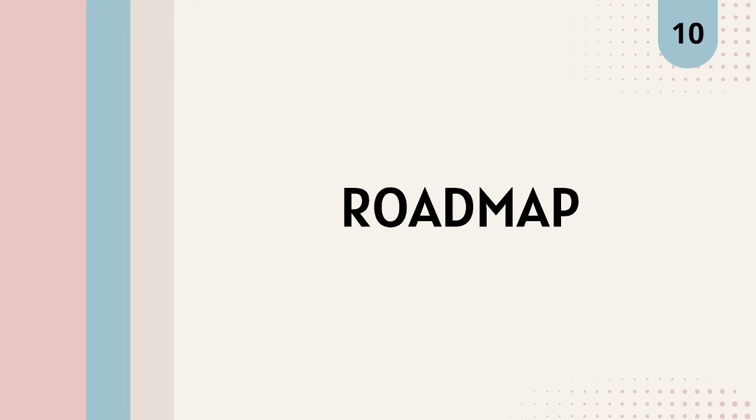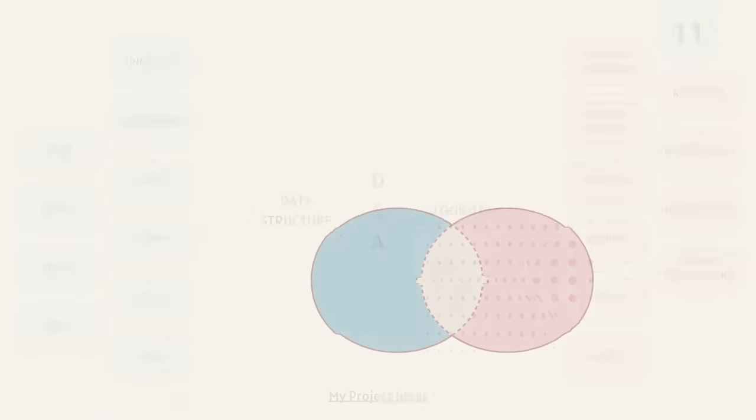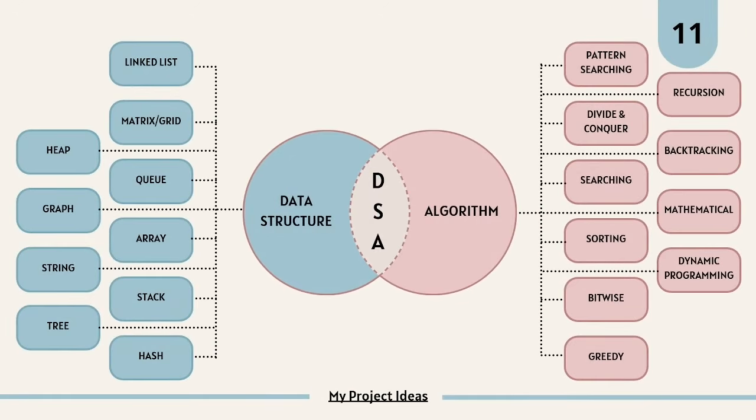Now, the most important part, the roadmap: how are we going to brace ourselves, how are we going to handle such a crucial technology as DSA? This is how we are going to work. We are going to start with the first thing, that is analysis of algorithms, and we are going to end with dynamic programming, backtracking, all this stuff.